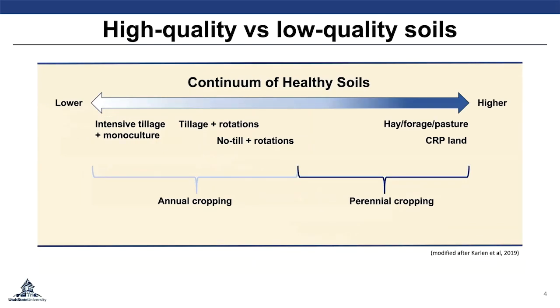And so researchers have also identified this continuum of healthy soils. And on the right, with high health, we have perennial cropping systems, which are really dominant here in the Intermountain West with hay and forage and pasture. And also CRP land, you'll be seeing better soil health on that end. In contrast with your annual cropping systems, if you have really intensive tillage, monocultures, low diversity, it's going to take a really big toll on your soil's health. And so over time, you just really get stuck into that downward spiral of soil degradation.